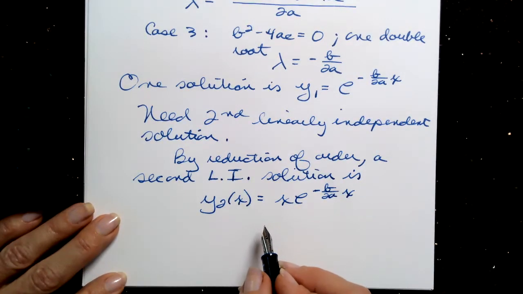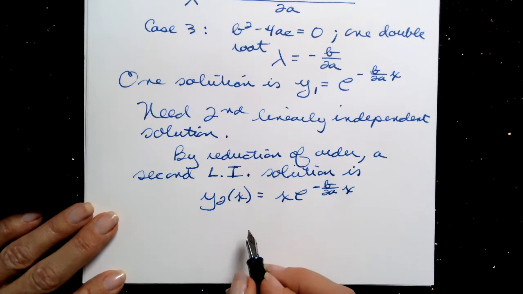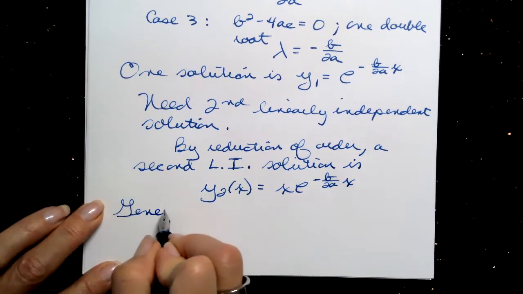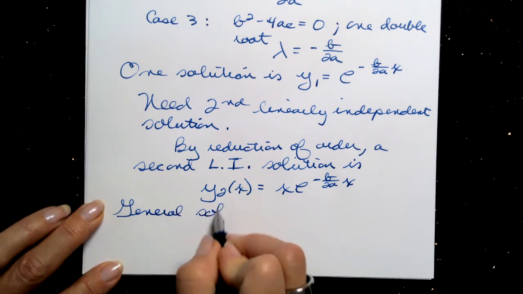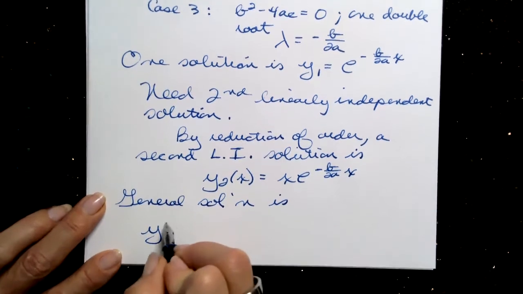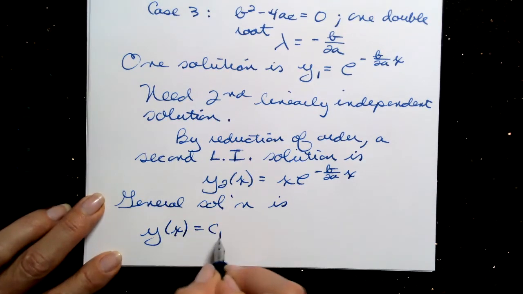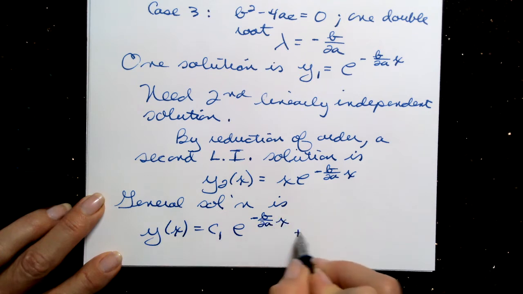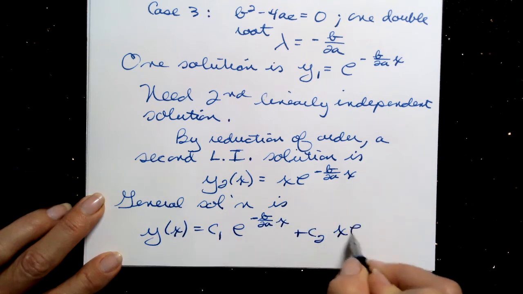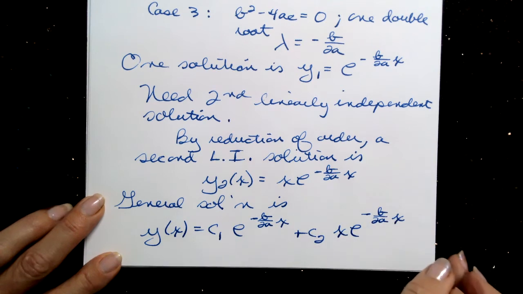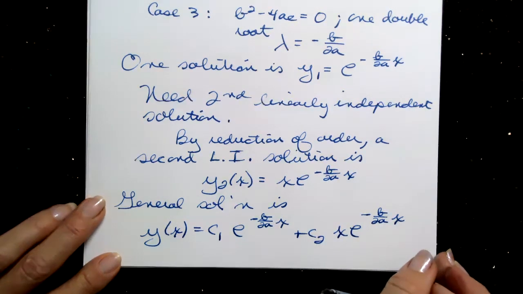So putting them together to get the general solution is now easy. The general solution is y of x is C1 e to the minus b over 2a x plus C2 x e to the minus b over 2a x. Okay, so that's the general solution.